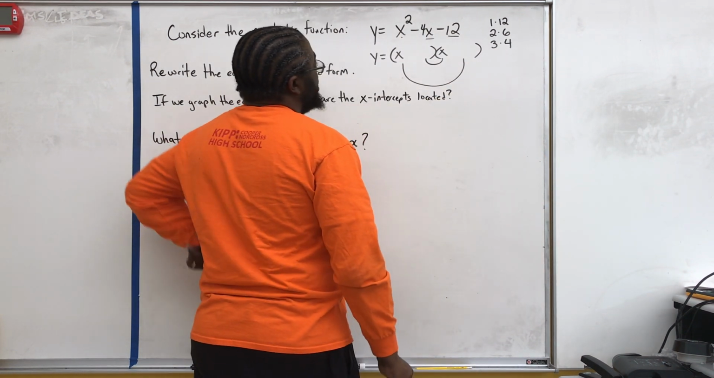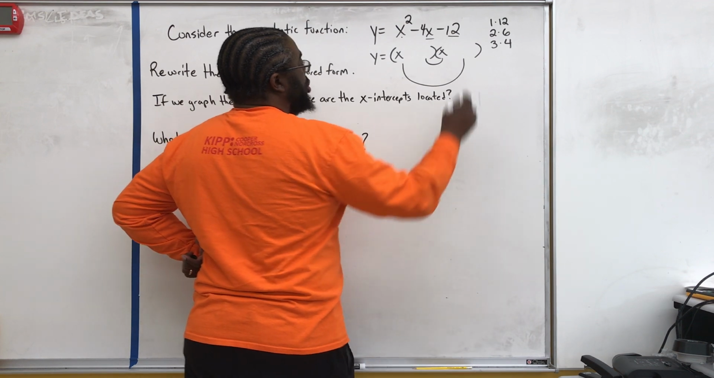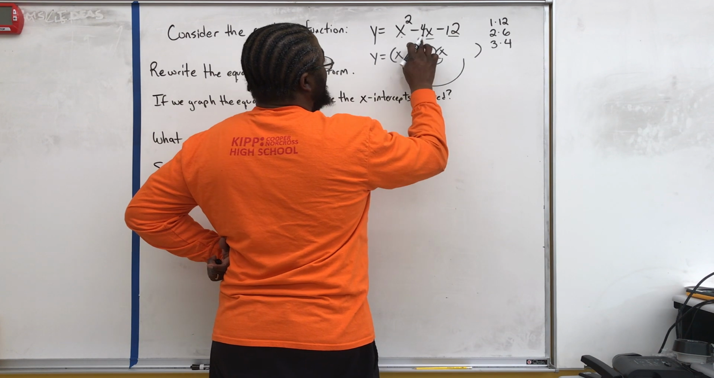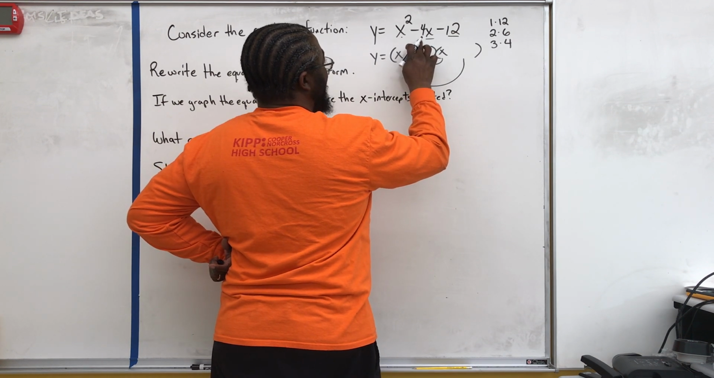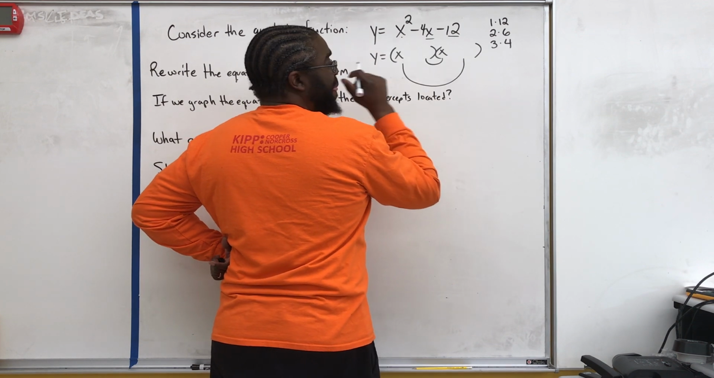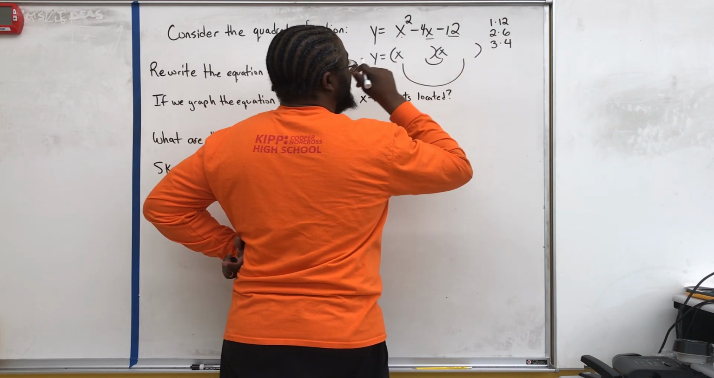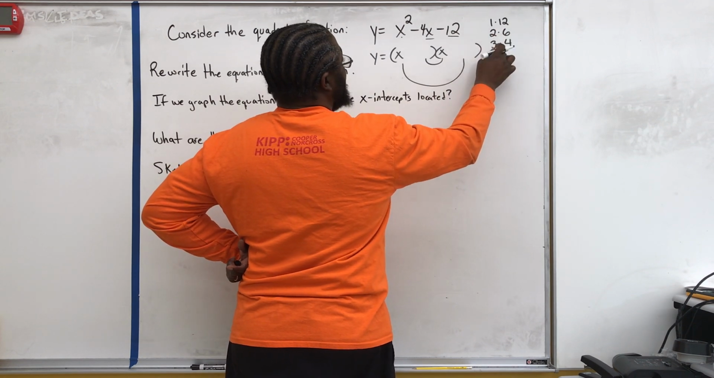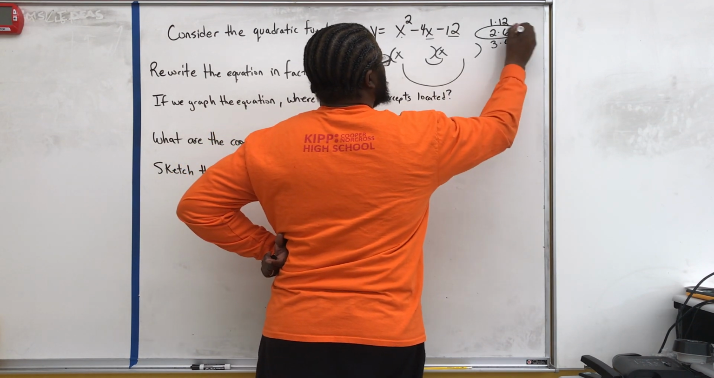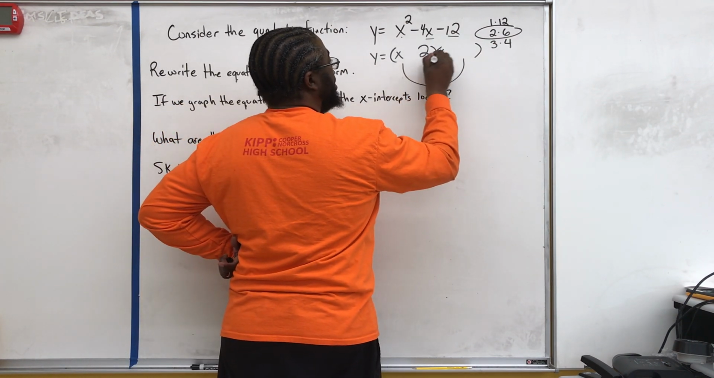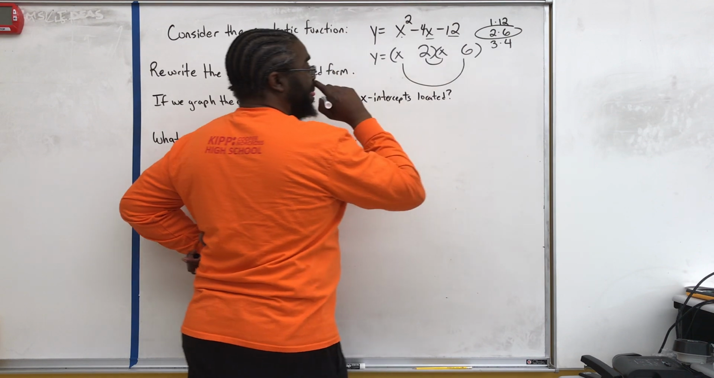Now what I need to do is come up with which one of these sets can possibly give me a 4 or a negative 4 if I add or subtract them. Well, I can't get that from 1 and 12. I can get that from 2 and 6. Not from 3 and 4, so 2 and 6 looks like that can work. So I'm going to say 2 and 6.